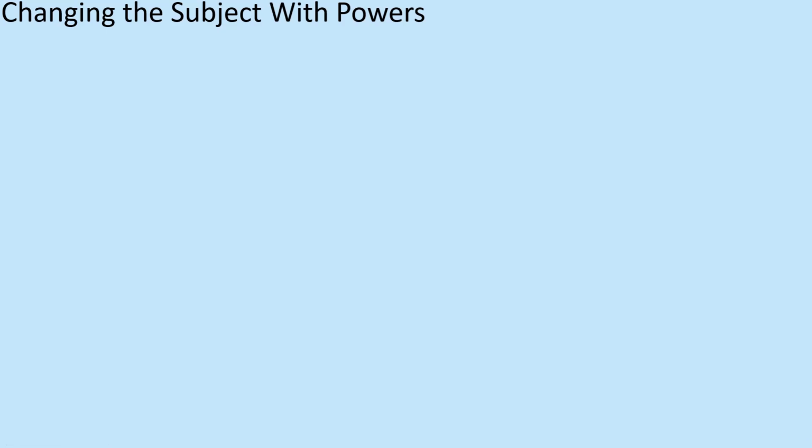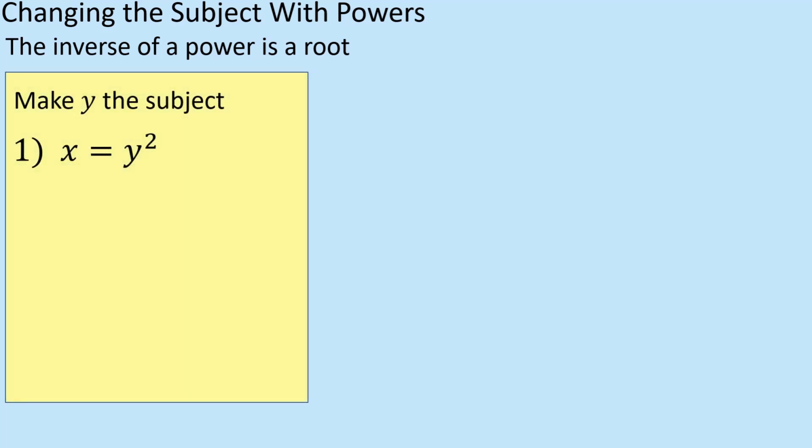This is about changing the subject, which is part 2 of one we did not that long ago, but this time it's with powers, or indices, depending on what you want to call them these days. So, changing the subject with powers. Well, the inverse of a power is a root. You'll probably know it more as square root, but of course it could be cube root or the fourth root or fifth root, depending on the number that is up there. But ultimately, the inverse of a power is a root. So let's have a look.